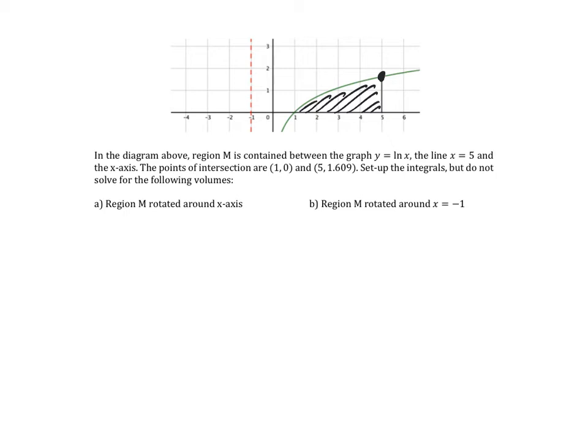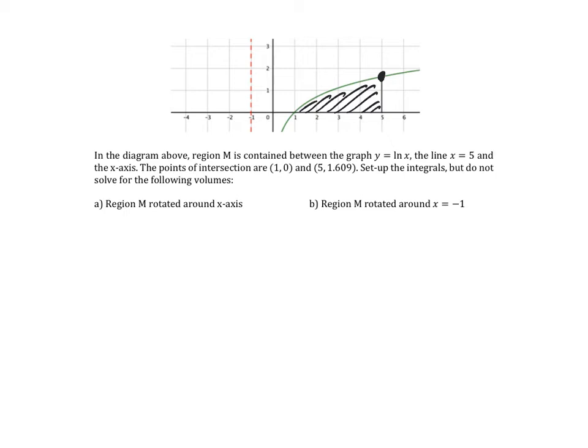Set up the integrals, but do not solve, for the following volumes. Region M rotated around the x-axis. Think about it as that donut or disk, and then go from there. And then region M rotated around the line x equals negative 1. Again, think of that as donut or disk.